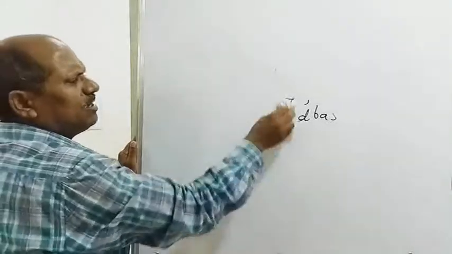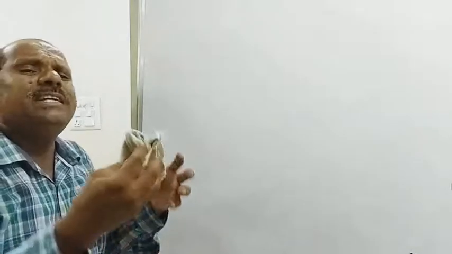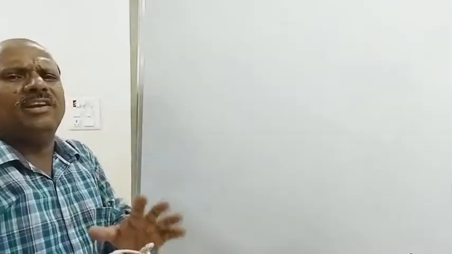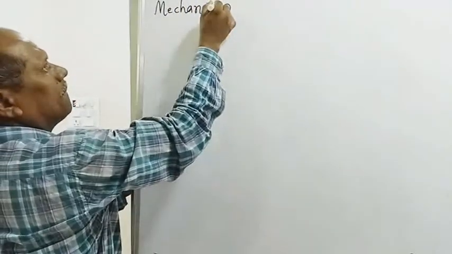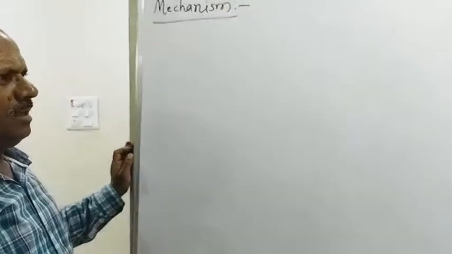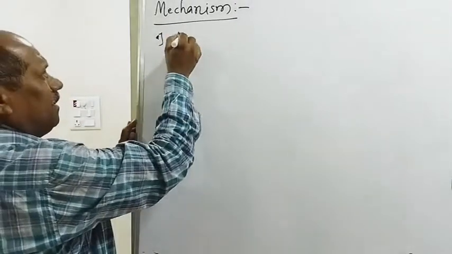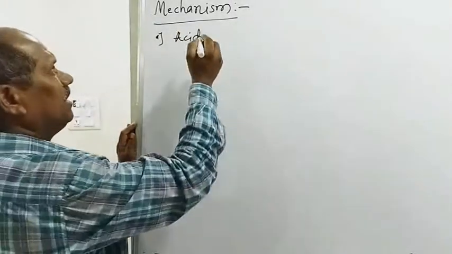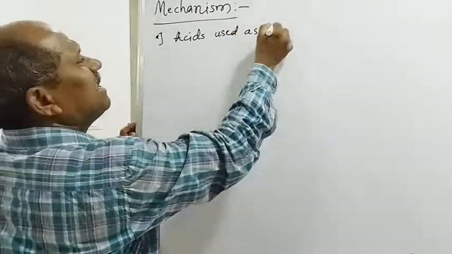What happens whenever we are using the acids as a catalyst? Then they are forming the intermediate complex compounds, which intermediate complex compound later on dissociates into the product and makes the catalyst available as it is. Now I am explaining the mechanism of the acid-base catalysis. First of all, I am explaining how the acids are playing an important role in the acid-base catalysis. Acids used as catalyst.